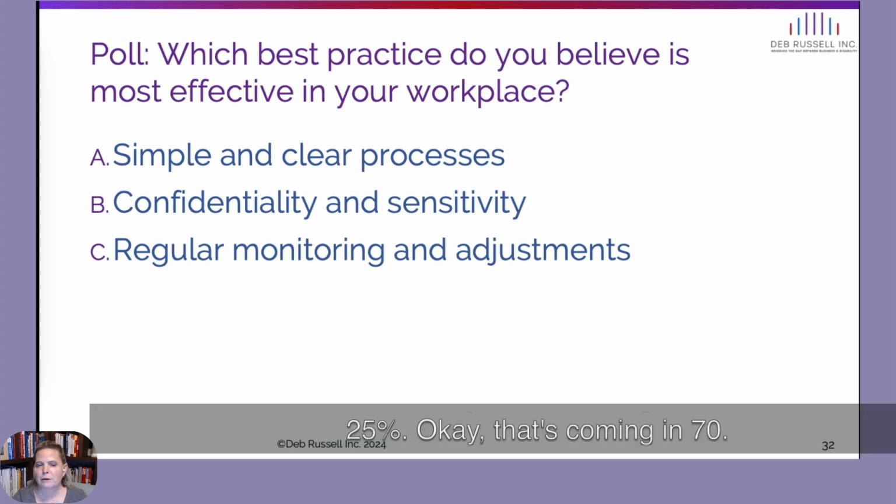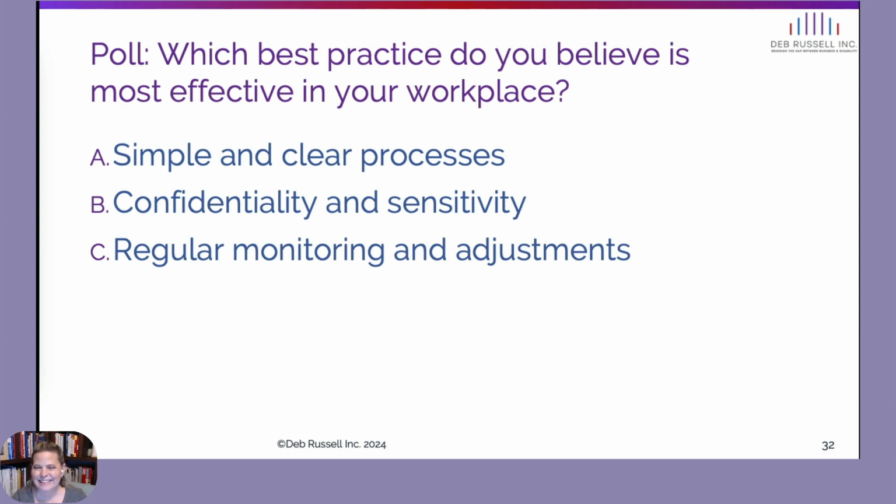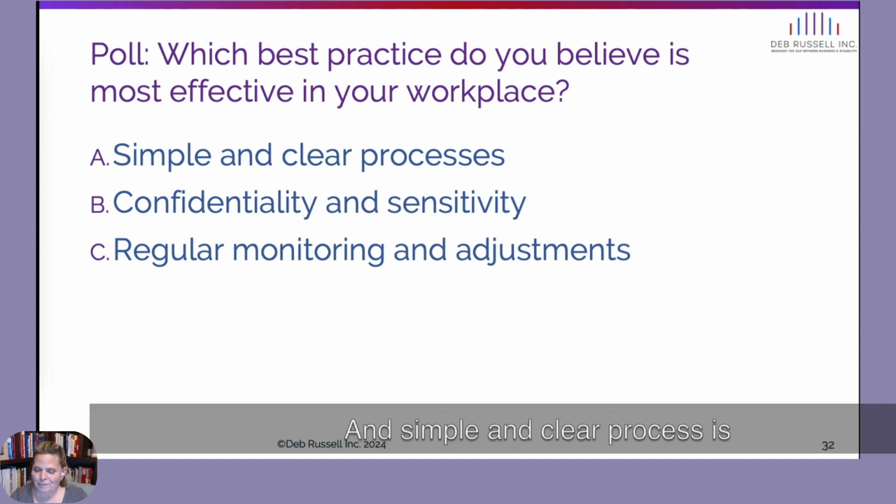Okay, we're at 25%. Okay, now it's coming in. 70. Okay, I'm going to close the poll. And simple and clear process is 20%. Confidentiality and sensitivity is 70%. That's good to hear. And regular monitoring and adjustments, 10%.